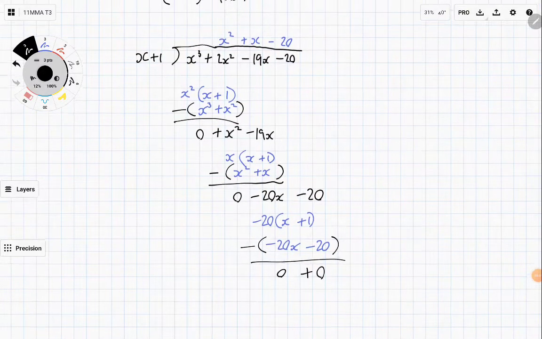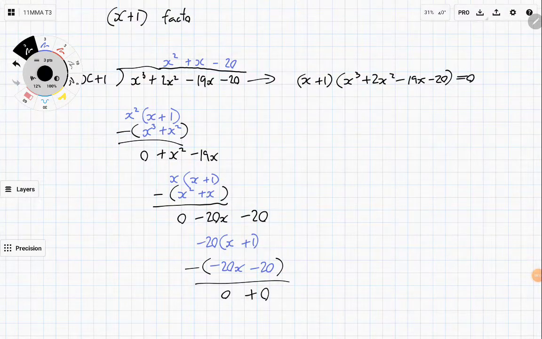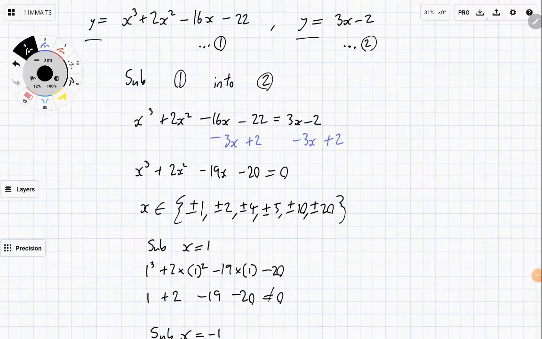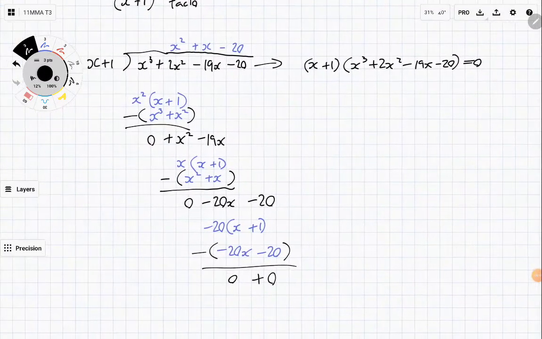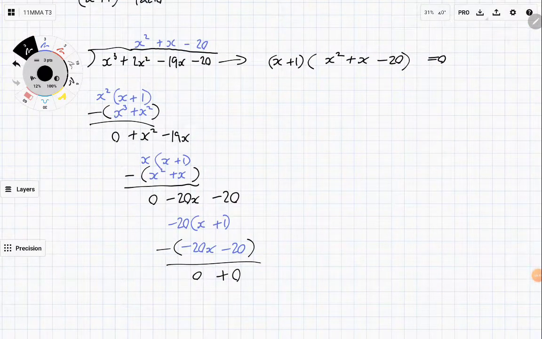Perfect. We're happy. Therefore, this is really x plus 1 times x to the 3 plus 2x squared minus 19x minus 20. And we know that it's equal to 0 from what we worked out way earlier back up here. All right, so we factored out one bit. Now we need to continue going. Oh, no, sorry, what have I put in there? That's the wrong thing. In the brackets, I want to put x squared plus x minus 20. Alrighty, well, I've now got a linear times a quadratic.